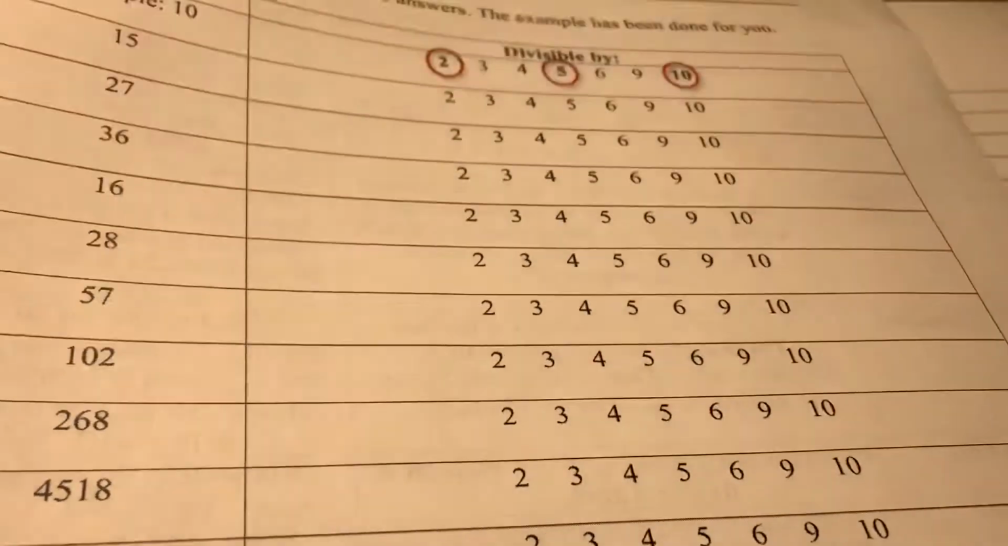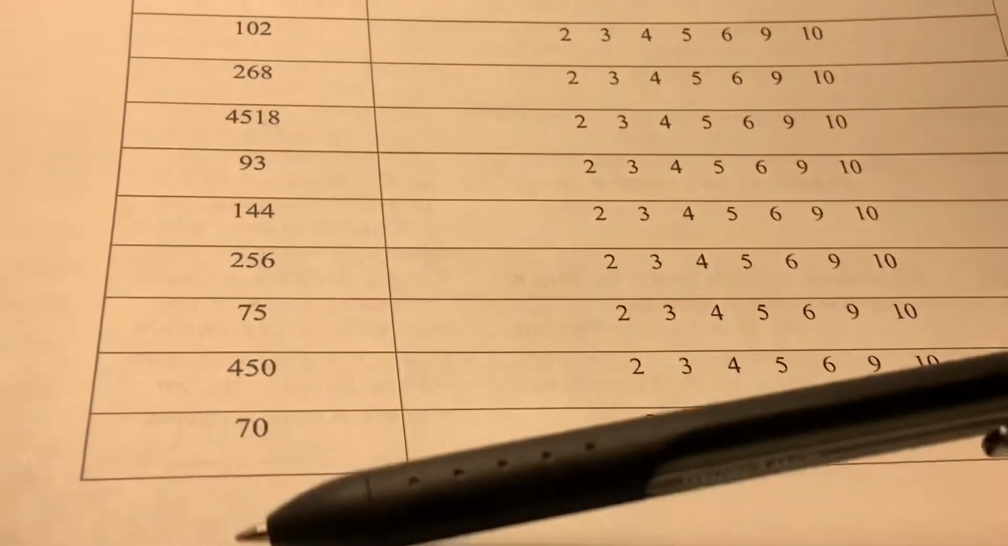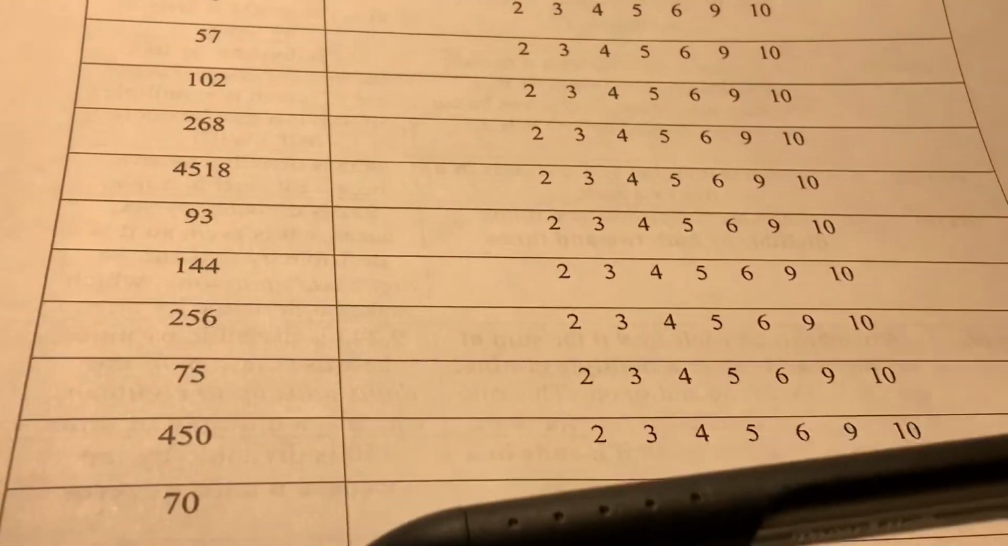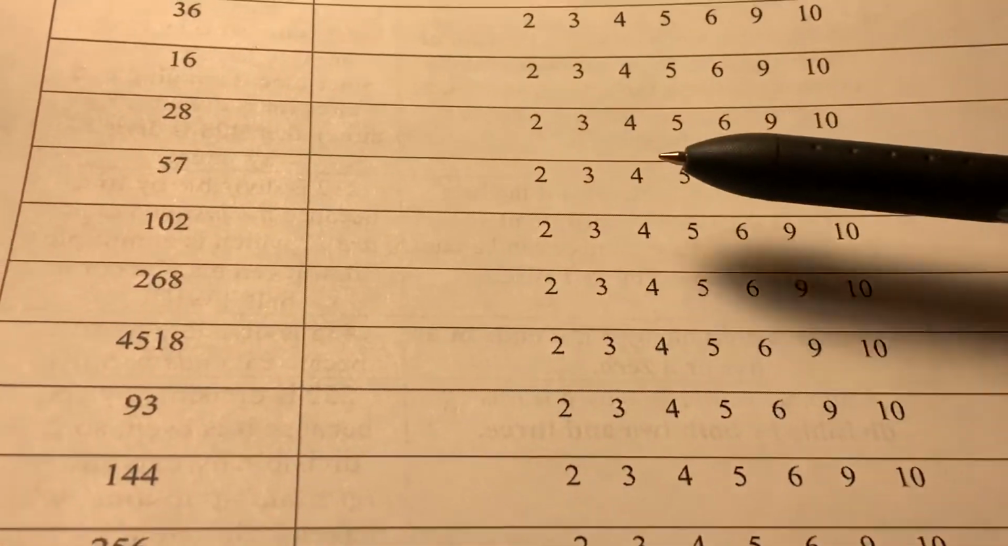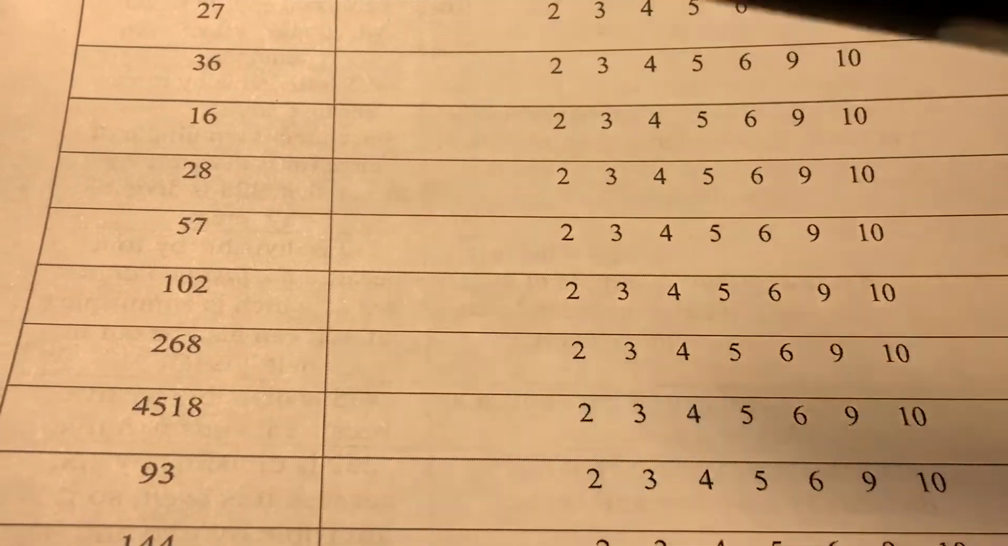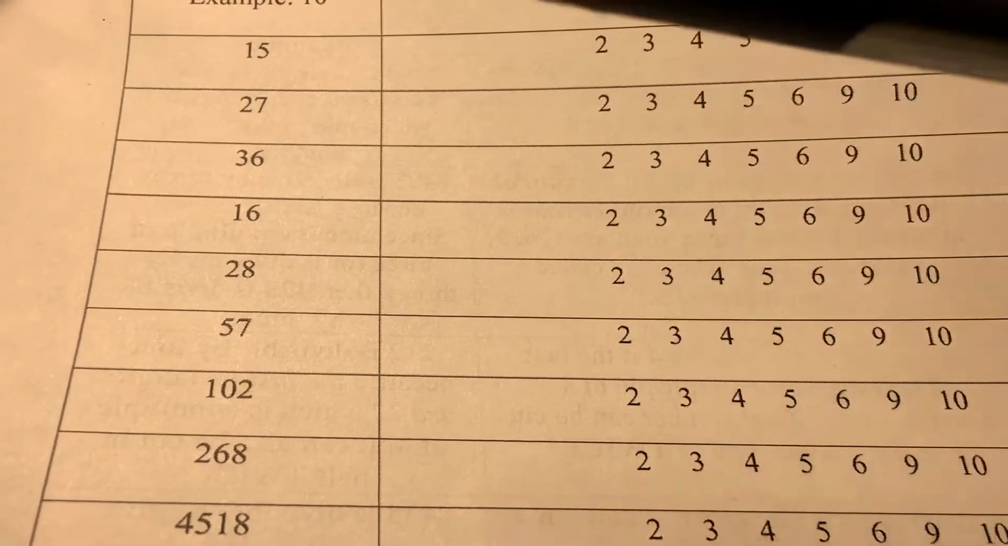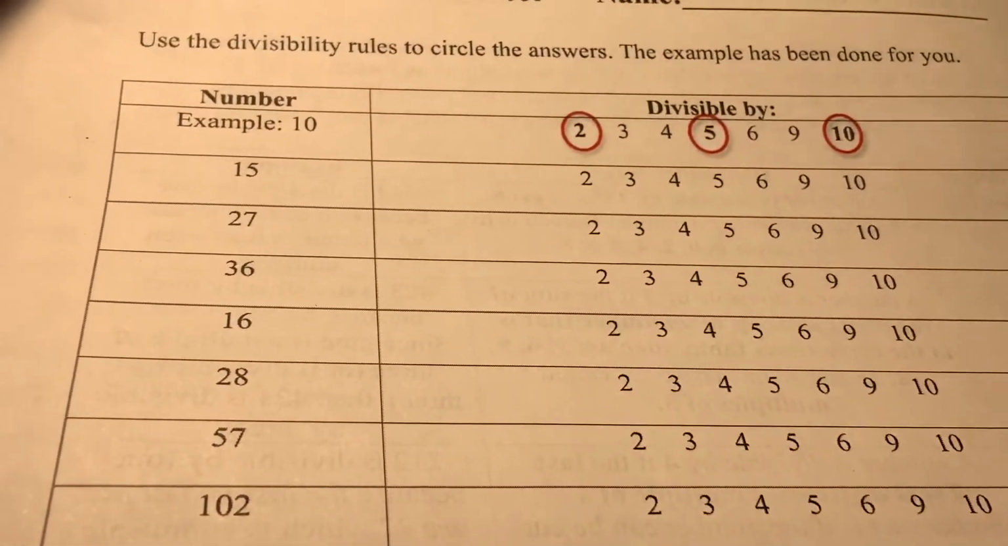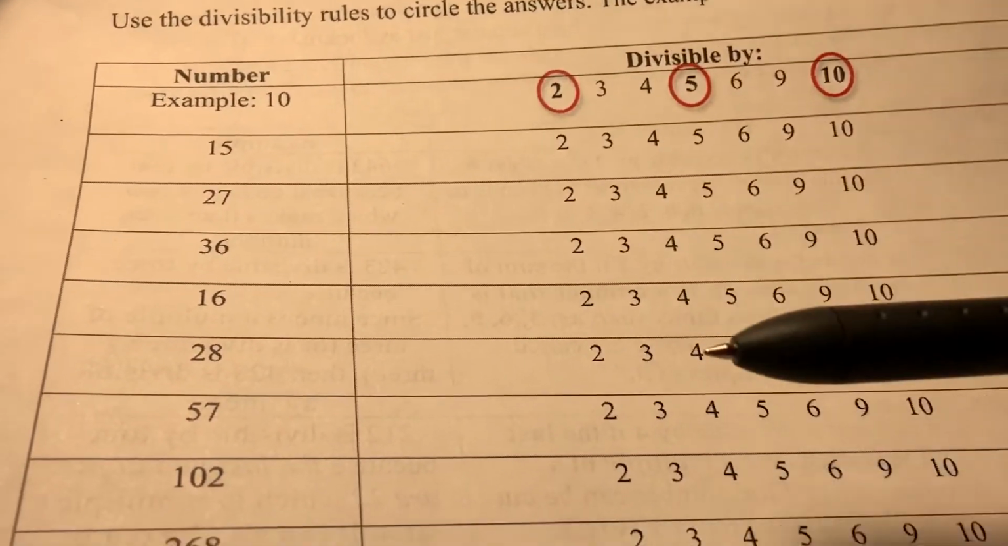So folks, there it is. You are going to do the rest of these by yourself, and I know you can do it. Okay, just circle the digit that's divisible by that number. Okay, circle the number that can go into this number evenly. It's that simple, using the divisibility rules.